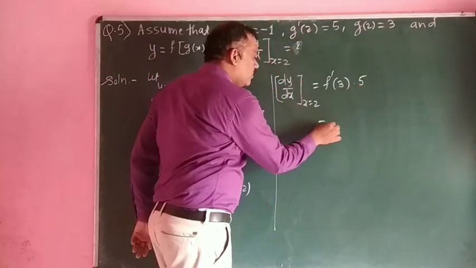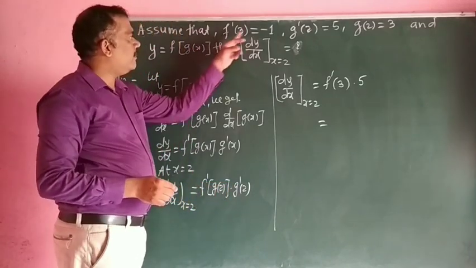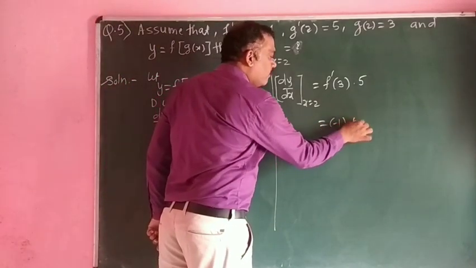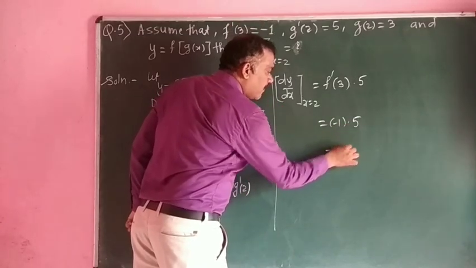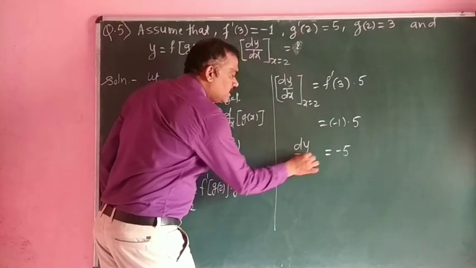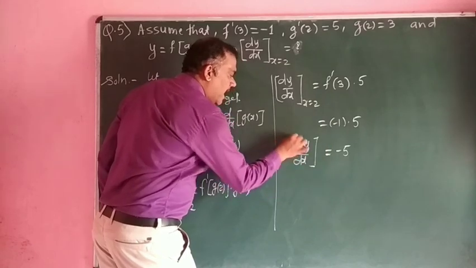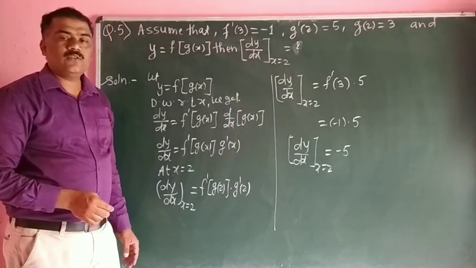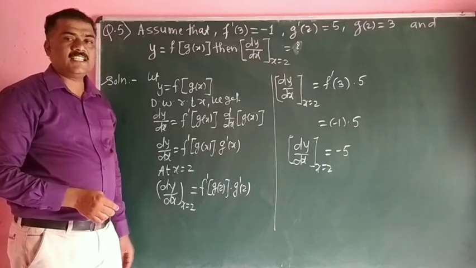That is equal to f dash of 3 into 5. F dash of 3 is nothing but -1. That is -1 into 5, which is -5. That is the value of dy by dx at x is equal to 2, equal to -5. Now we have to discuss the next example question.